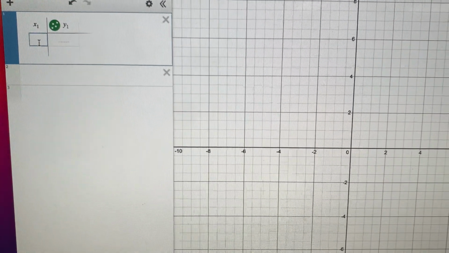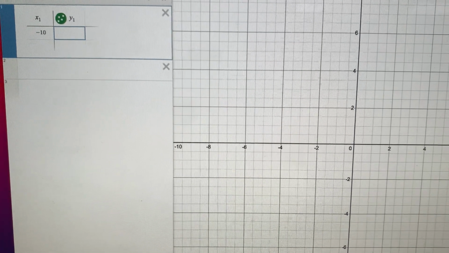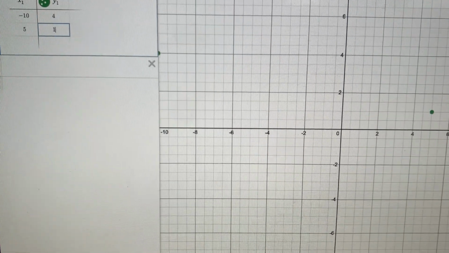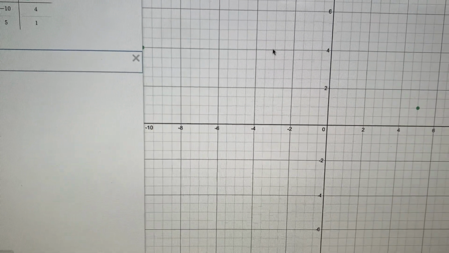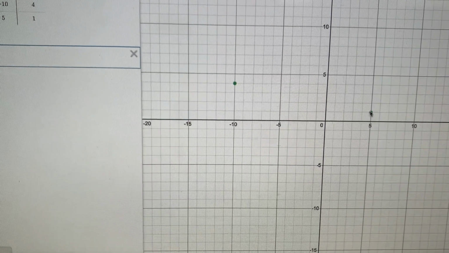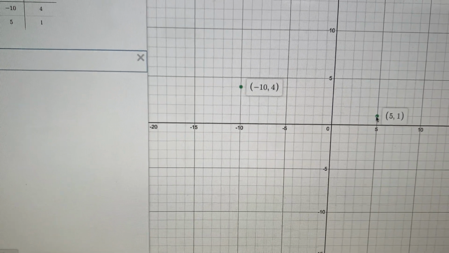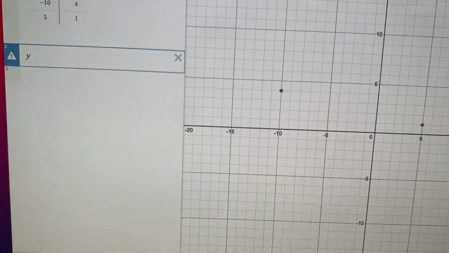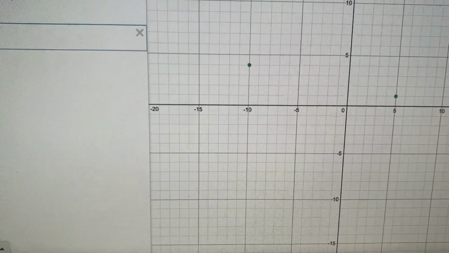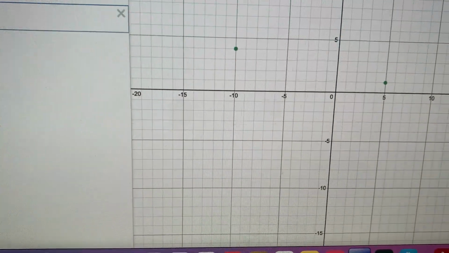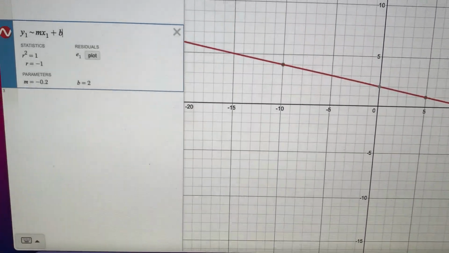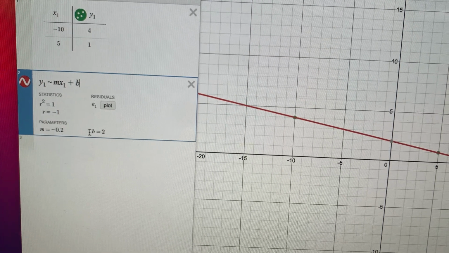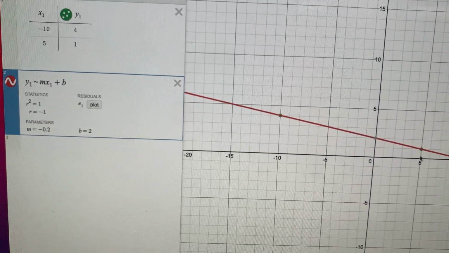I'm gonna put those ordered pairs correctly. X is -10, y is 4. The next one, x is 5 and y is 1. All right, I have my points and they are somewhere on this graph. There you go. They are here. Now I'm asking my calculator to actually do the math for me. So it should be y1 ~ mx1 + b. So this is the equation that you need. I have the table, I have the equation, and I have everything that I need. I can see everything over here as well on the graph, by the way.